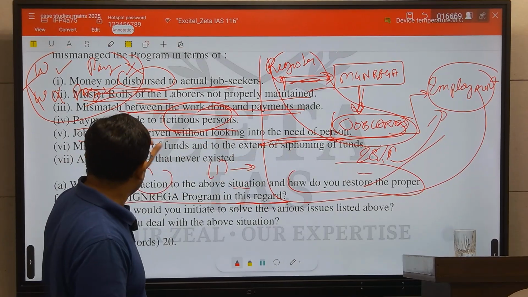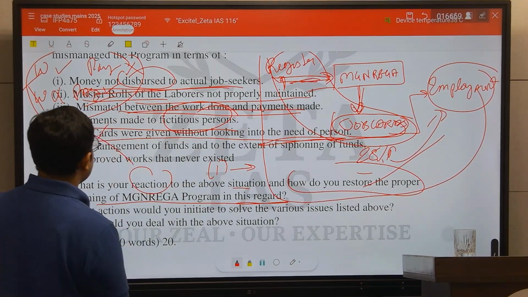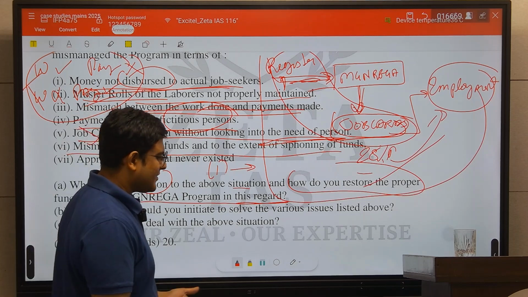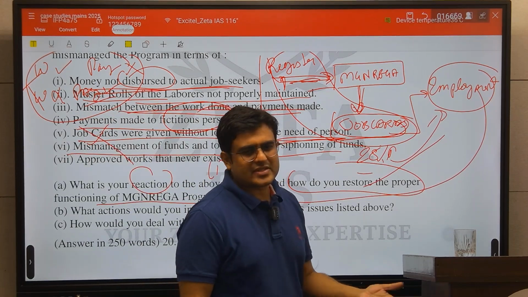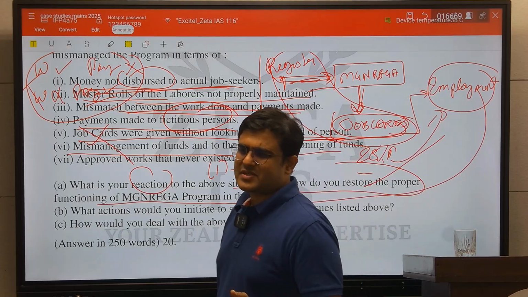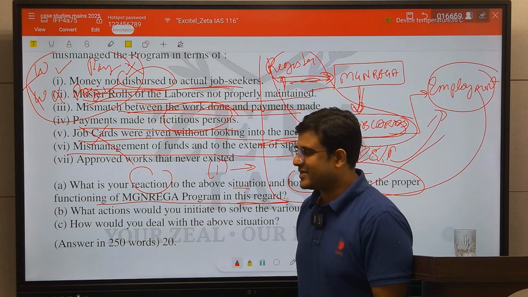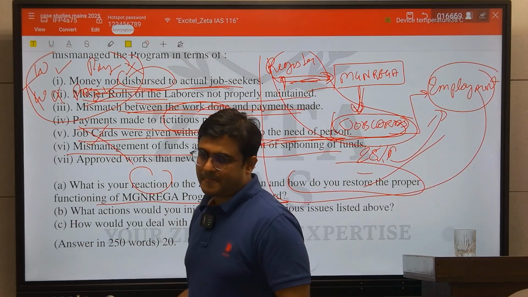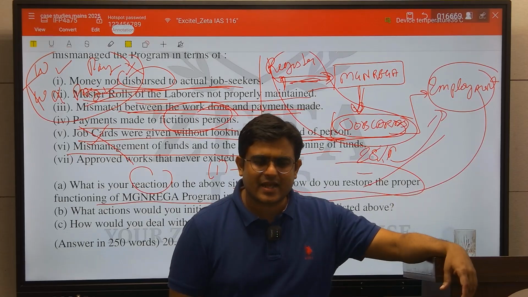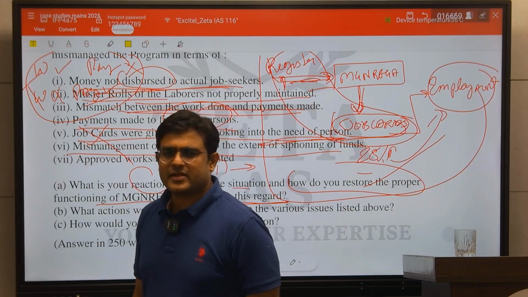So you cancel these job cards. Cancel these job cards here. Mismanagement of funds, extent of siphoning of funds. Yes, siphoning of funds: recover those funds, fix accountability. We also have a topic in our ethics syllabus, misutilization of funds. A theory question had also come in this very paper. So mismanagement of funds, then you link with banks, etc., so that mismanagement of funds doesn't happen. If siphoning of funds happens, recover those funds, fix accountability.